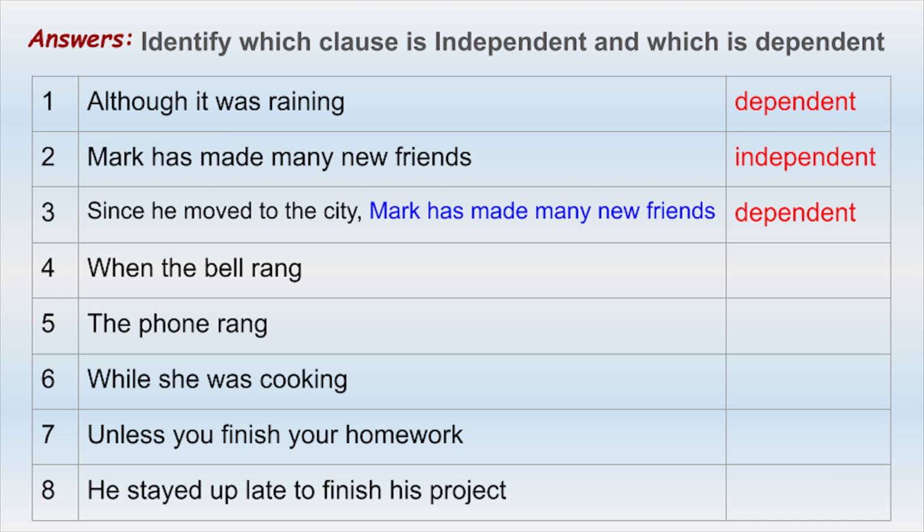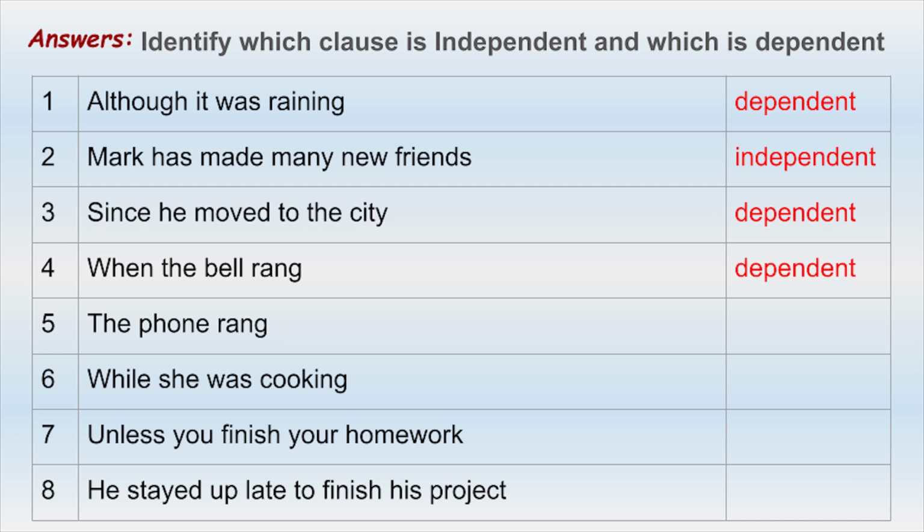Number 4, when the bell rang. This is a dependent clause. It starts with the subordinating conjunction when. We may ask, what happened when the bell rang? Number 5, the phone rang. This is a short clause, but it expresses a complete thought. It has a subject, phone, and a verb, rang. So this is an independent clause.